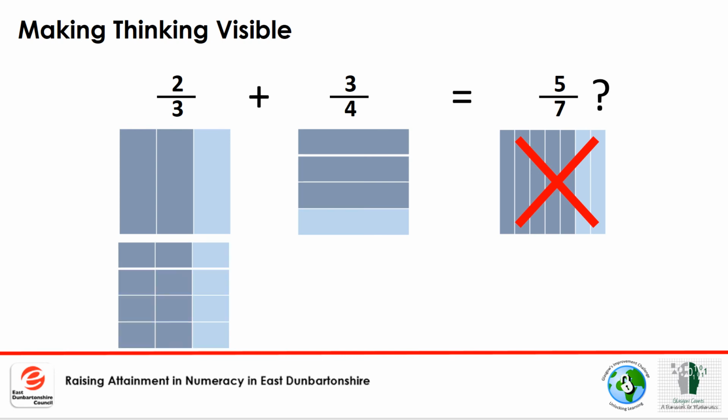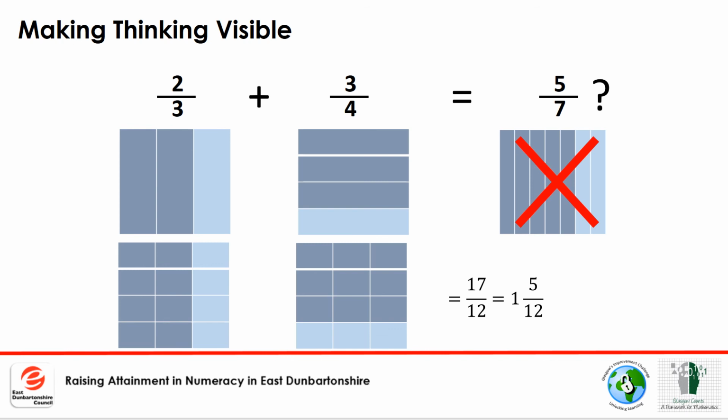Okay. So I've now got my 2/3 is the same as 4 3s are 12, 12ths. So my 2/3 is the same as 2 4 6 8, 8 12ths. My 3/4 is the same as 3 6 9 12ths. So I've now got my 8 12ths and my 9 12ths. I've got my 17 12ths. And that's the same as my 1 and 5 12ths.